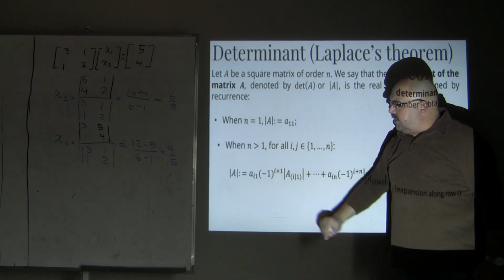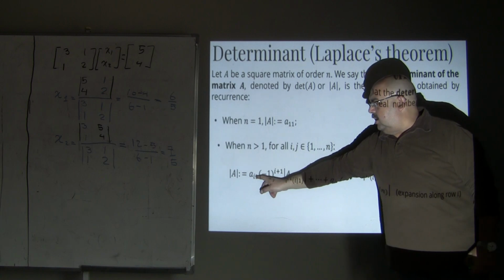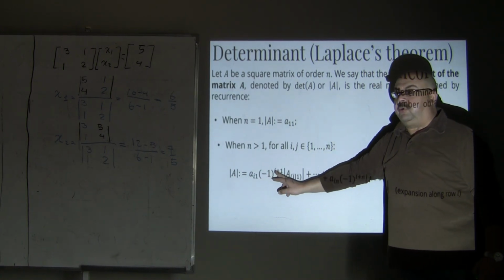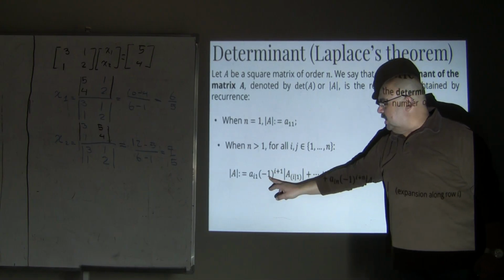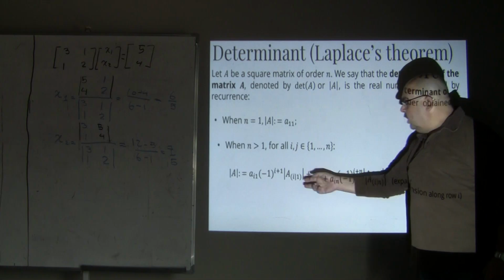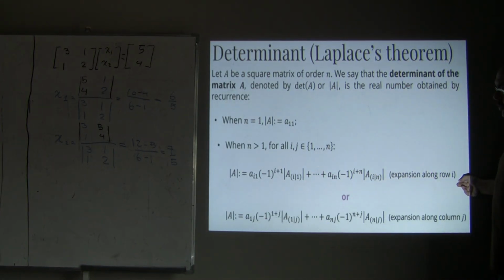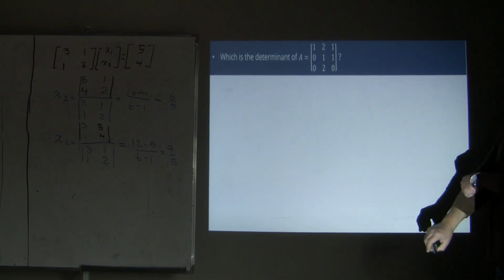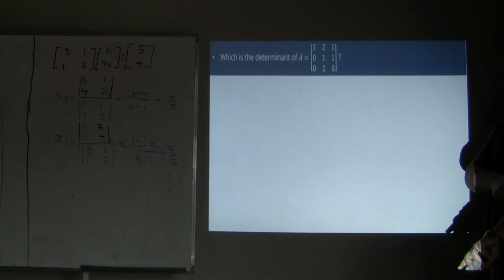If I have i greater than 1, I will go a_ij, which is the element, times the sign rule, negative 1 to the power of i plus j, and so on. That's the sign rule. Times the sub-matrix that you saw previously. And you add them together according to this. This is if you are using rows, or that's if you are using columns. So if I want to evaluate the value of this determinant, it's going to be simple.